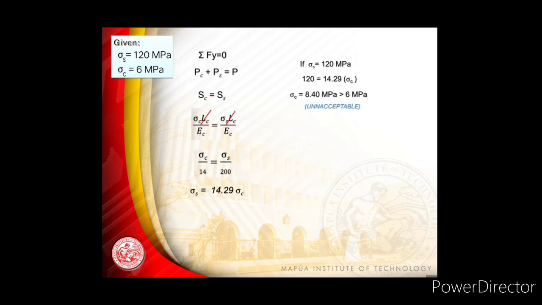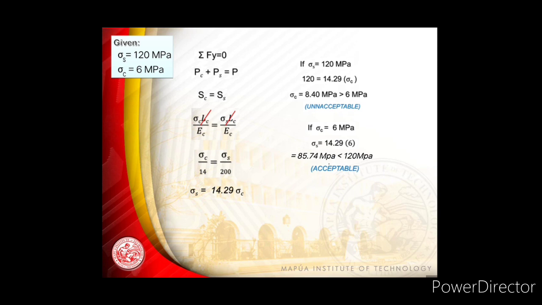It is not safe to allow steel to reach 120 megapascal. So what will be the safe value then? We have to allow the concrete to reach 6 megapascal, and if you allow the concrete to reach 6 megapascal, what will be the stress of your steel? It would have to be 14.29 times 6, which is equivalent to 85.74. That is less than 120 megapascal. So therefore the acceptable values will be a stress of concrete equivalent to 6 and a stress of steel of 85.74. Now if you would ask, sir, why not 120?